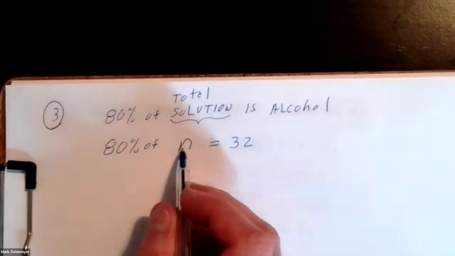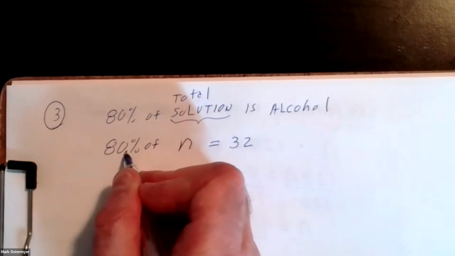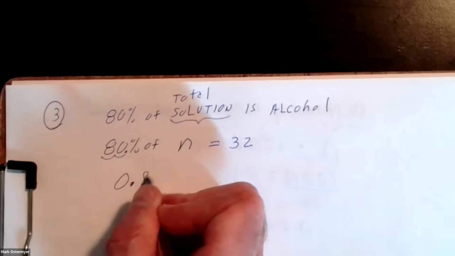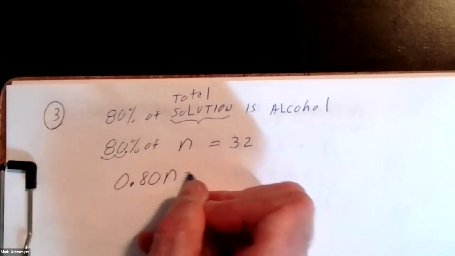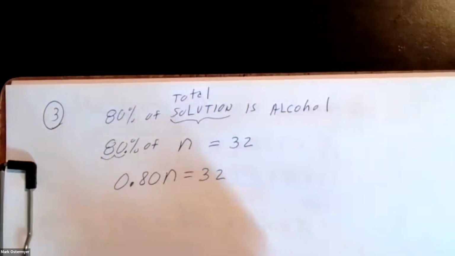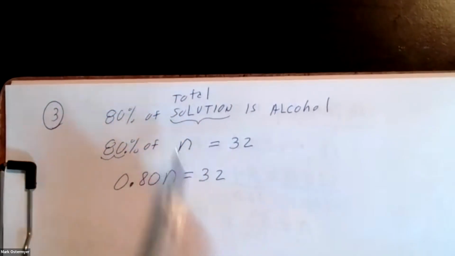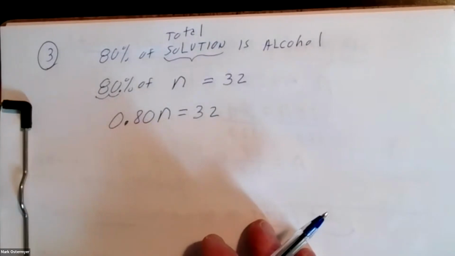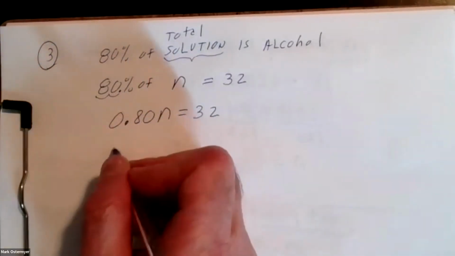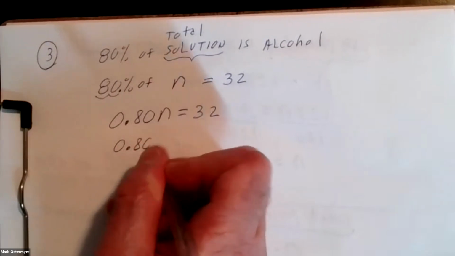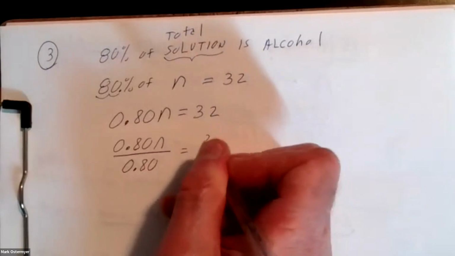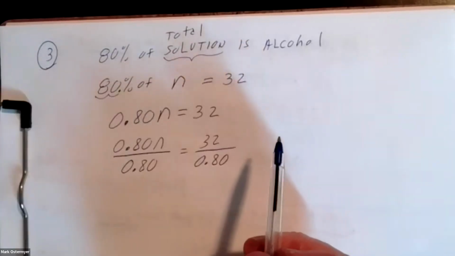How do you take a percent of a number? Change a percent to a decimal, move the decimal point 2 places to the left, drop the percent symbol. Of means multiply. And there's your equation. Now we can solve for n, which will give us the total amount of solution that we had in milliliters. To answer that question, we divide both sides of our equation by 0.80. Now, they're not asking us for a percent.